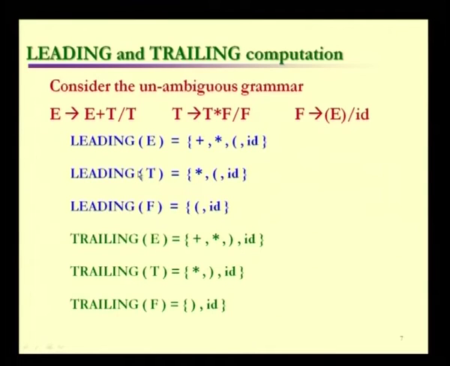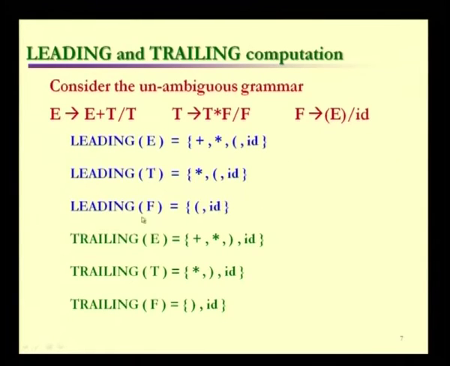And looking at the leading set of T, instead of starting from E, we will start only from T. So, all terminals collected from E plus T will be missed. So, we will be having only T star F or F. So, we will be having star from T star F, and opening bracket from opening bracket E closing bracket, and ID from F derives ID.